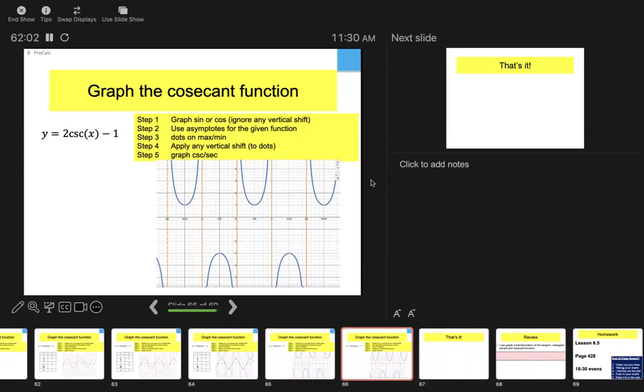So instead of having 6 tables of values to remember, you only need 4. You need sine, cosine, cotangent, and tangent. And that's it to use technique number 1.